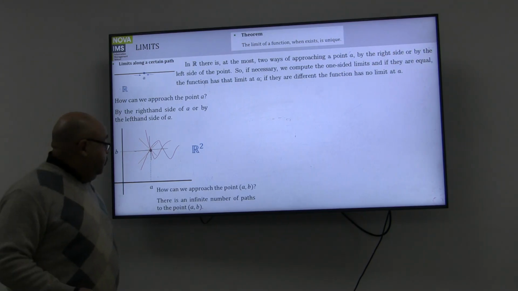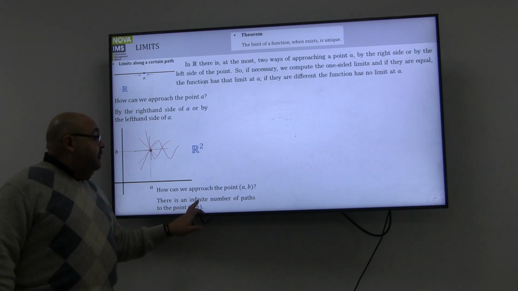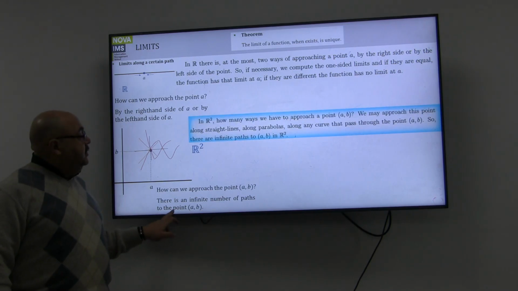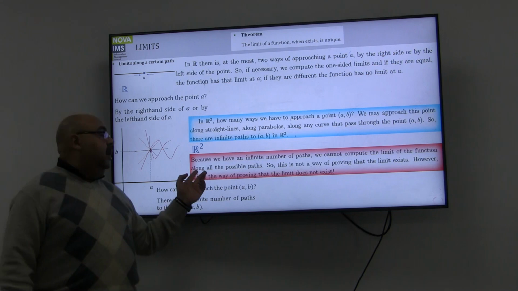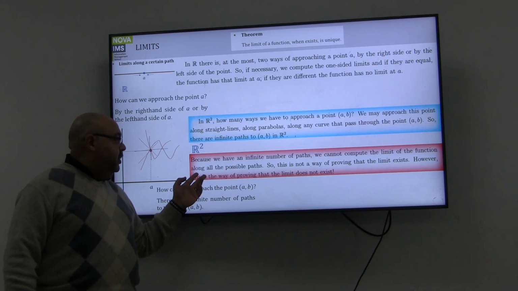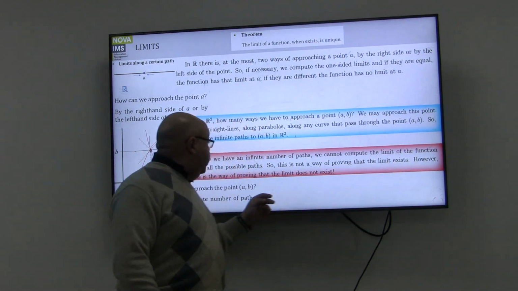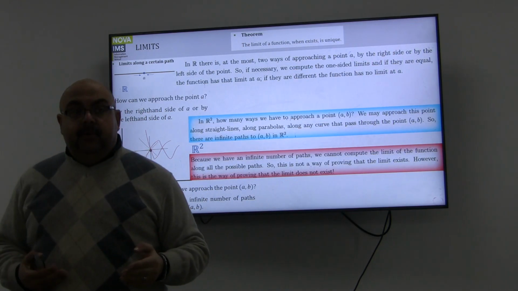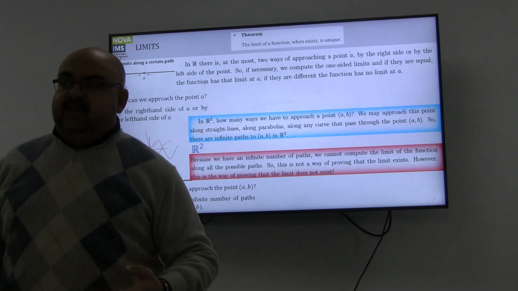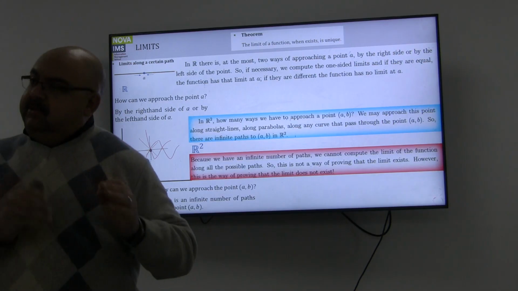Okay? So once more, how can we approach the point A and B? There is an infinite number of paths to the point A and B. It is completely explained in here. That's a huge problem. Because we have an infinite number of paths, we cannot compute the limit of the function along all the possible paths. If you try to evaluate the limit through 2 paths, 3, 4, 5, 100 paths, you are not sure that all the paths will give you the same result.